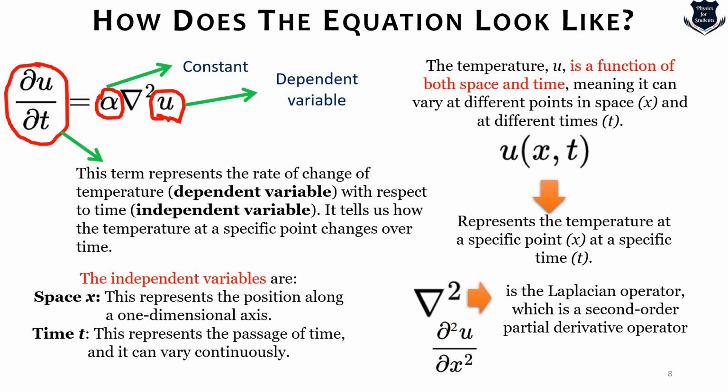So the independent variables are basically space and time. I mean to say the space, which is represented along one dimension, maybe the x-axis, and the vertical one, time, representing the time axis, so it continuously changes.